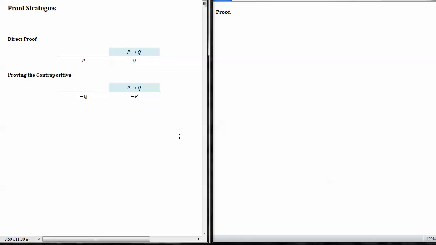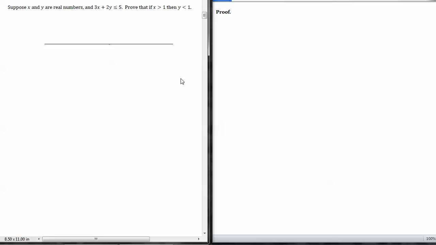In this problem, we'll prove a conditional statement using direct proof. So we'll move the antecedent P over as a given, and the consequent Q will become the new goal. The problem is: suppose x and y are real numbers, and 3x plus 2y is less than or equal to 5. Prove that if x is greater than 1, then y is less than 1.